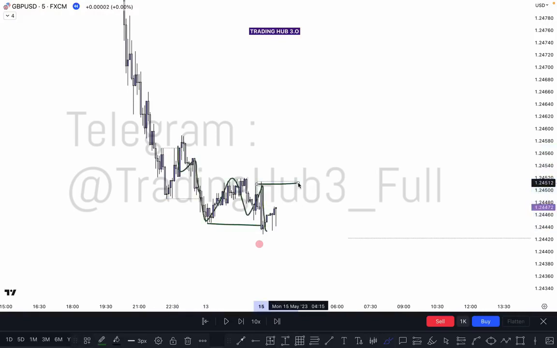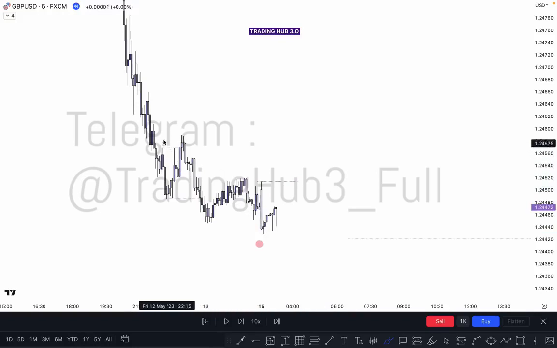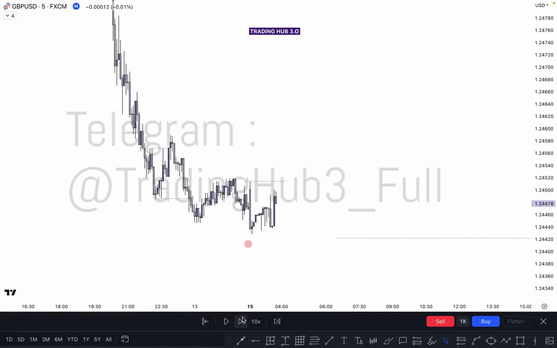So the first pullback is broken, then we can take a decision for the buy, because the market has already taken out this one. So it means this is our fake chop, right? So you don't need to buy here, you have to wait for it again. So let's see what happened next after this one.